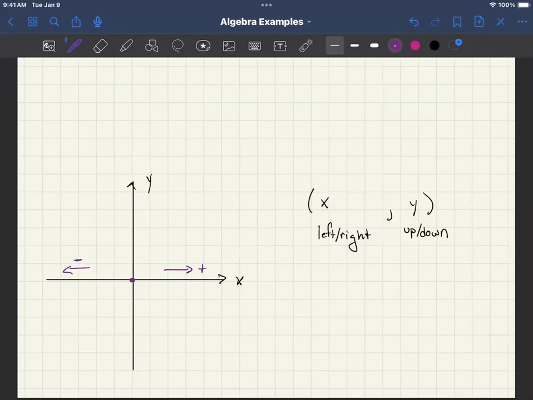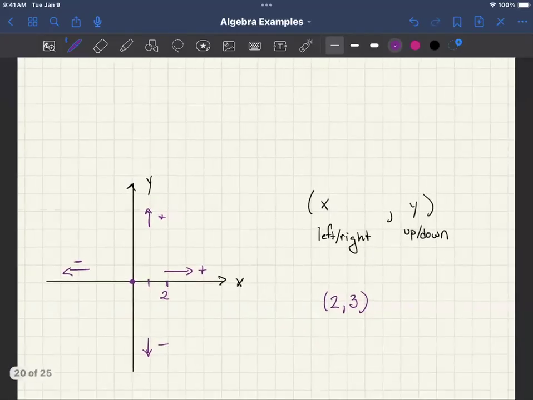As we'd expect, our y's are a little bit easier to think about because up is always positive and down is always negative. So a little bit easier to follow. So let's do a quick example. If we want to plot the point 2, 3, that means we are going to go positive 2. So that's 2 to the right. So let's mark out 2 here on our x-axis.